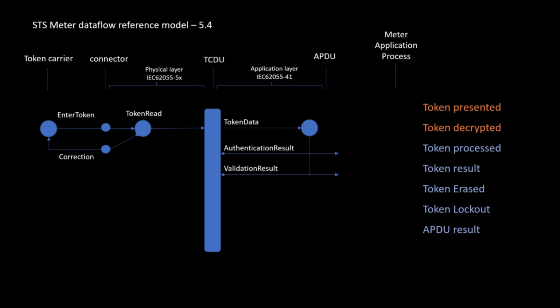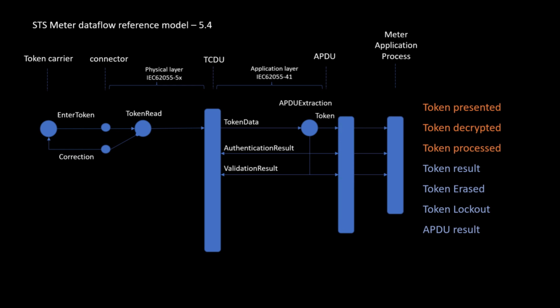They're also sent forward to the APDU as well as backwards to the interface to the TCDU. The token is processed, it's extracted, and the token is sent through the APDU to the meter application process. This then, along with the authentication and validation result, will process the token, and it'll come back with a token result. Now, if the token is authentic and valid, it'll go through. If it's not authentic or not valid, it's a different token result that comes up. But we'll discuss these token results a little bit later.